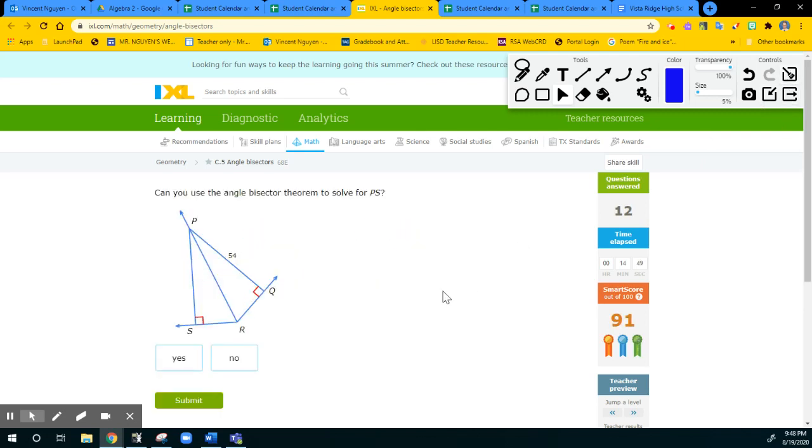Now, I'm only going to do a few of these. Does this have enough information to prove that PS is equal to PQ? The answer here is no, because they didn't tell us anything about this angle or this angle. They didn't label those angles, right? They have to label those angles for us so that we know that it's actually an angle bisector. So I'm going to say no here.